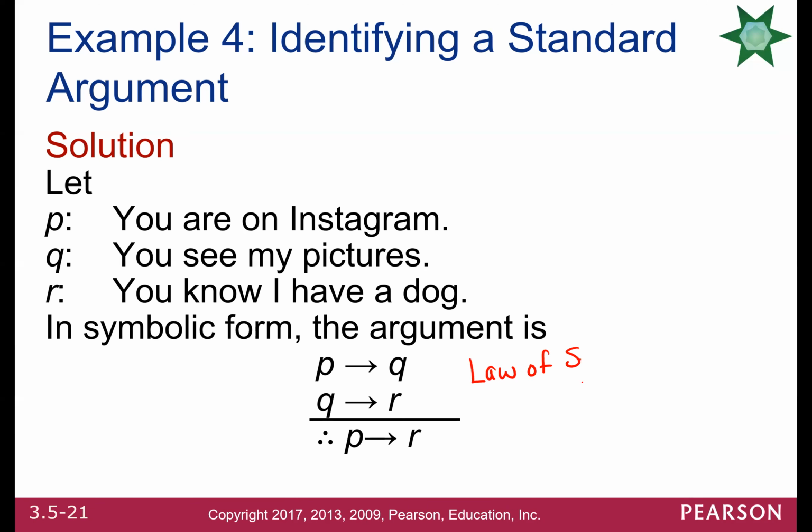The law of syllogism says the first premise is if P, then Q. The second premise is if Q, then R. The conclusion will be if P, then R. So since this does fit one of the 4 forms, it is a valid argument. So this is valid.